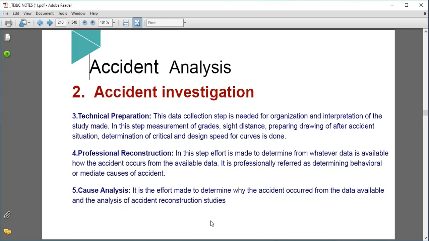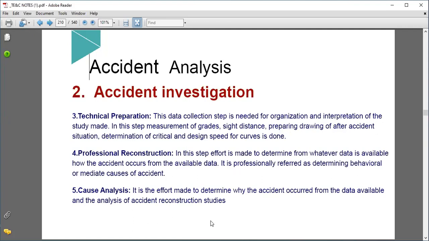Fourth one is the professional reconstruction. In this step, the effort is made to determine, from whatever data is available, how the accident occurred. It is professionally referred to as determining the behavior or the immediate causes of the accident. So that is also very important. That is professional reconstruction.